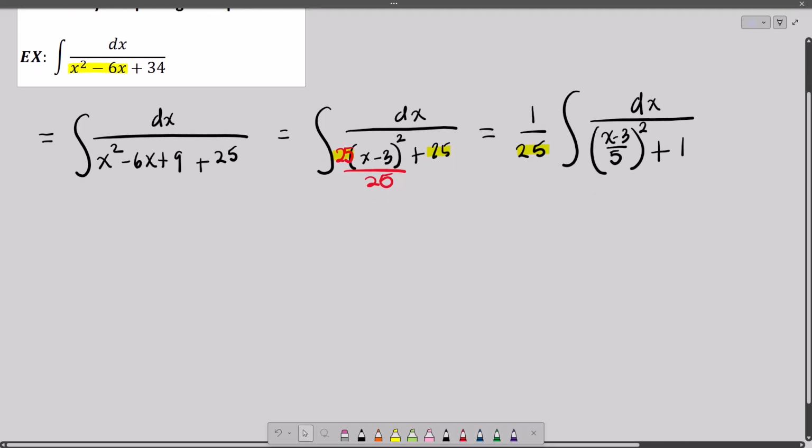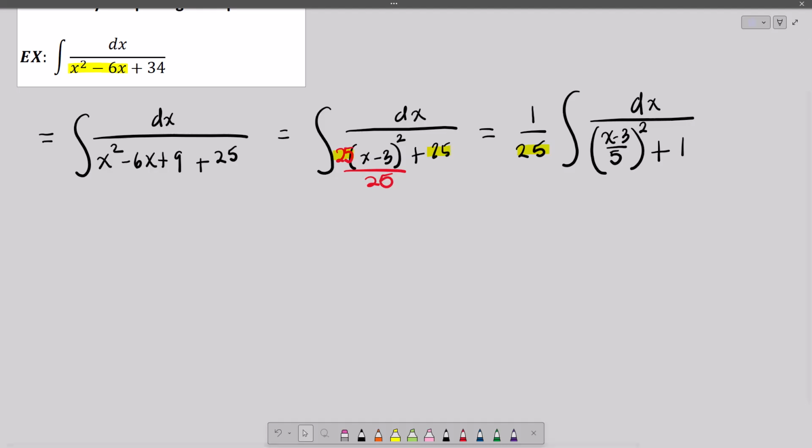Now this is in arctangent form. We already know, one of the integrals we know is that dx over x squared plus 1 integrates immediately to arctan of x. The only change is that this is a modified x, but it's a linear modification of x. So we can integrate to arctan and then use reverse chain rule.